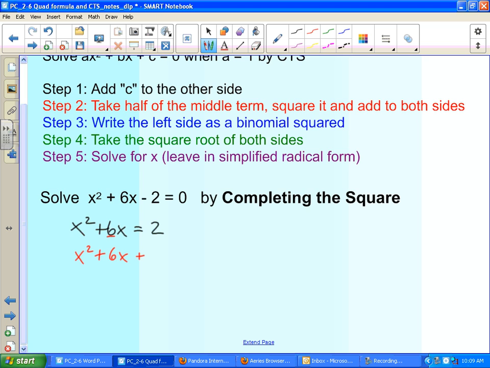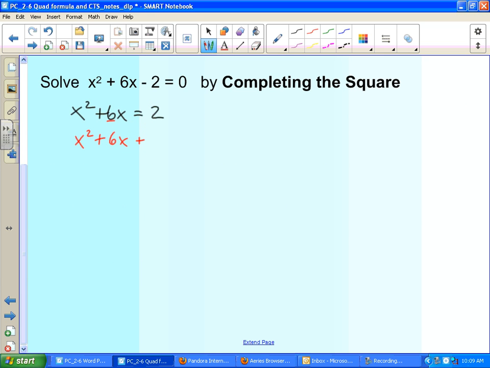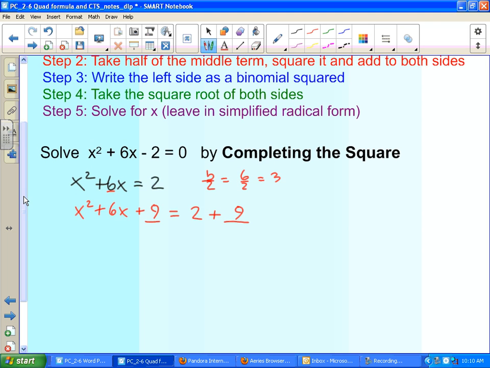Now I'm going to take the half of 6, 3 halves. Why did I say 3 halves? Just 3. And we're going to square it, and I'm going to get a 9 that I add to both sides of the equation. There would be step 2. Step 3.